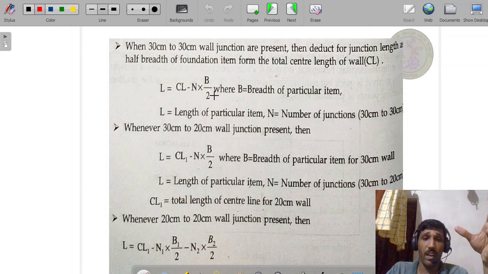For the case of wall, half the breadth of the wall. Whether the number of junctions is 30 or 20, depending upon the junctions, here you have to multiply the number of junctions, whether 30 n is 30. Here the respective breadth should be taken. If a 20 is also there, minus n into another b by 2. Like that you have to consider. See here, L is equal to CL1 minus N1 into B1 by 2 minus N2 into B2 by 2. Like that it is to be considered.